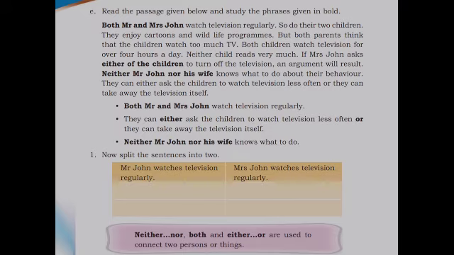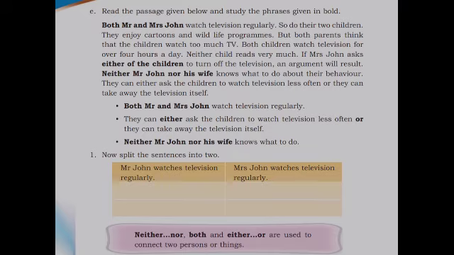It is followed by a plural verb. Both Mr. and Mrs. John watch. That is the V1 form. The V1 form is used along with the plural subject, that is Mr. and Mrs. John. So both is used to link two noun phrases, and it is followed by a plural verb.